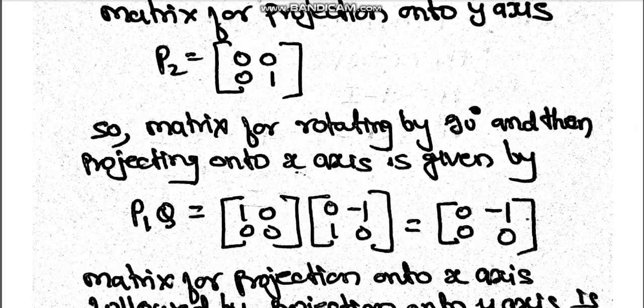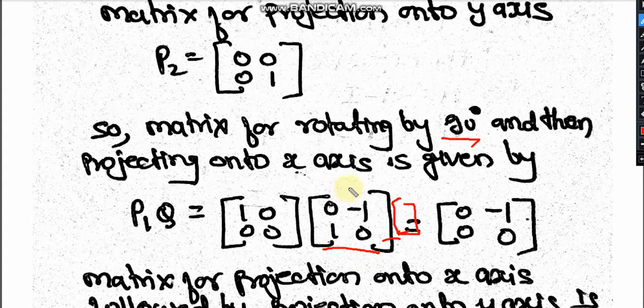So here you can see the vector is being rotated by 90 degrees. It has been rotated by 90 degrees first, so here you will have your vector written. So it is first, this is multiplied. That means the 90 degrees rotation is taking place first and then it is being projected onto the x-axis. So just multiply these two matrices, and you will get 0, minus 1, 0, 0.